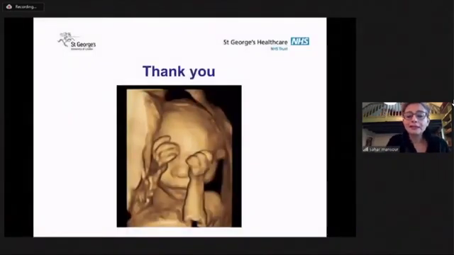Thank you very much for listening to me. This is a picture showing that actually they're not telling us what they look like or what their diagnosis is, which I thought was appropriate in this group. Thank you.